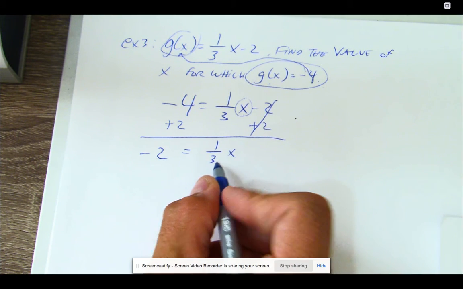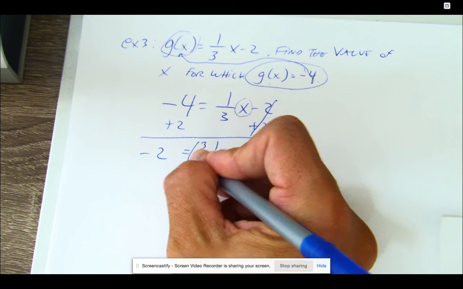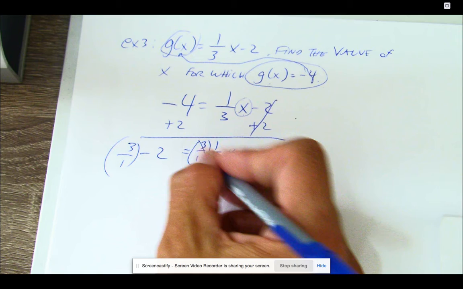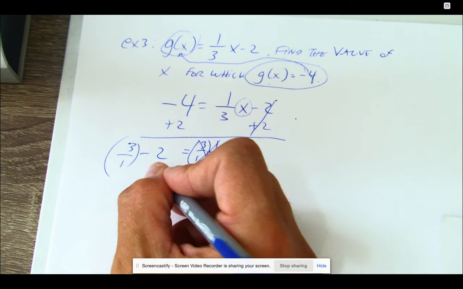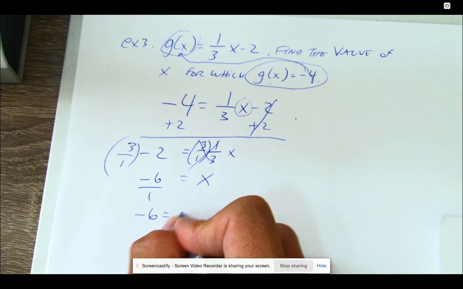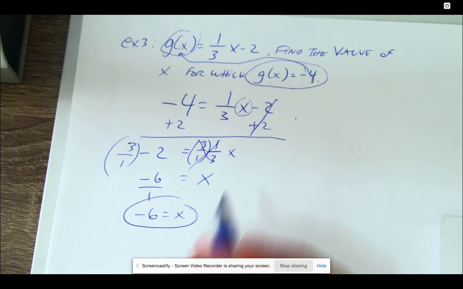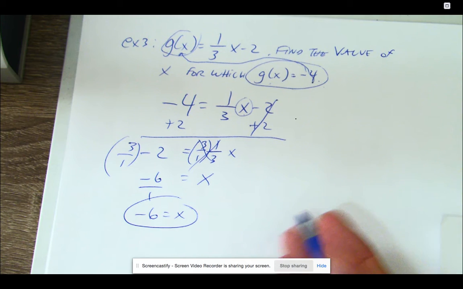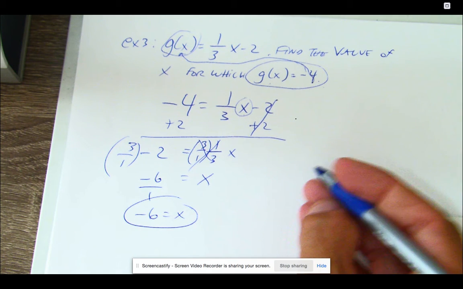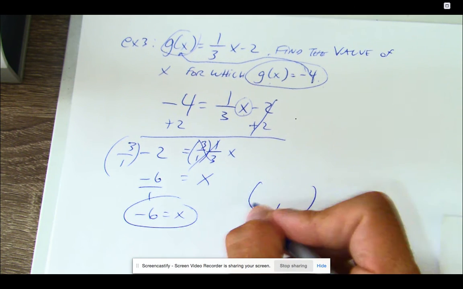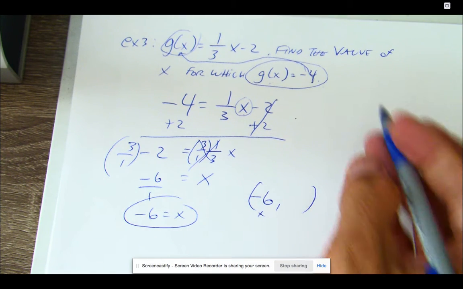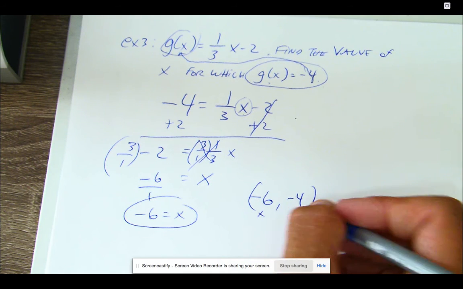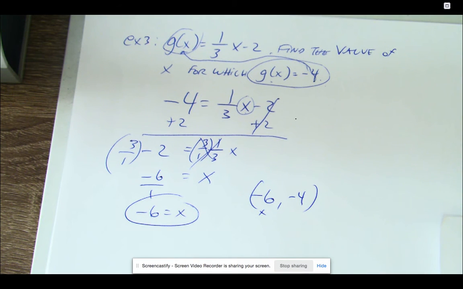To undo a fraction, we are going to multiply both sides by the reciprocal. These all drop out, and when I multiply these together, I get negative 6 over 1, which is negative 6. And that's my answer. That's the value that will generate a g of x value of negative 4. So if I had to write this as a point, x is negative 6, and this, basically the y value, is equivalent to negative 4. That is the solution of where that thing would cross.